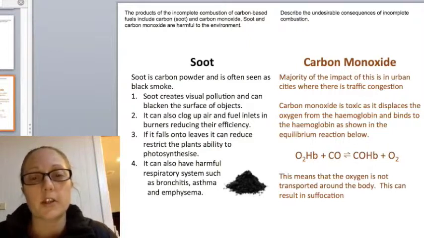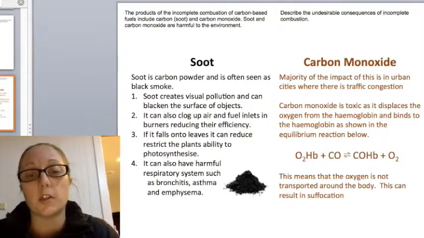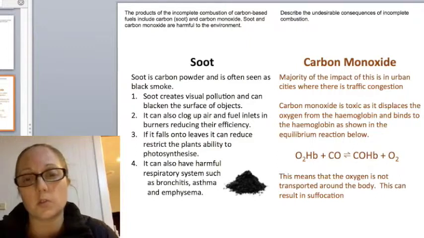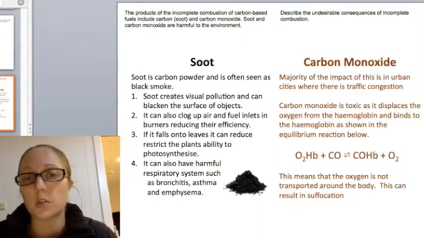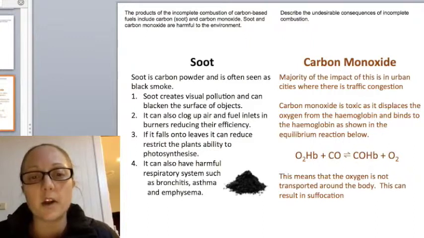If it falls onto the leaves of plants, it can reduce the ability of plants to go through the photosynthesis process, which therefore reduces the amount of oxygen in the air. It can also kill the plants if there's enough of it on there. And finally, it can cause harmful respiratory problems such as bronchitis, asthma, and emphysema.